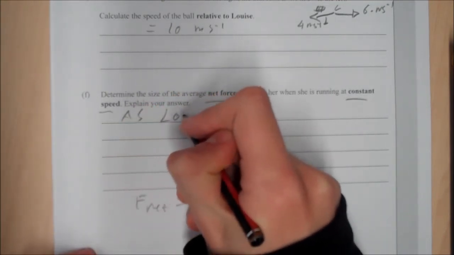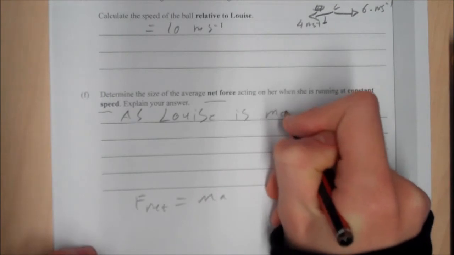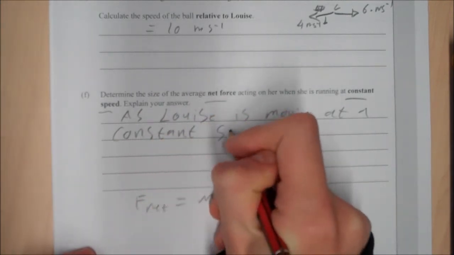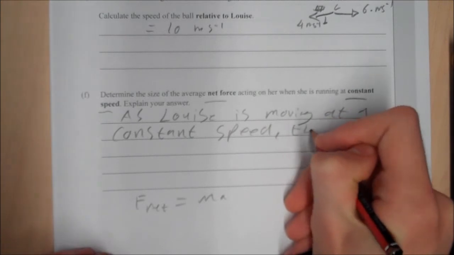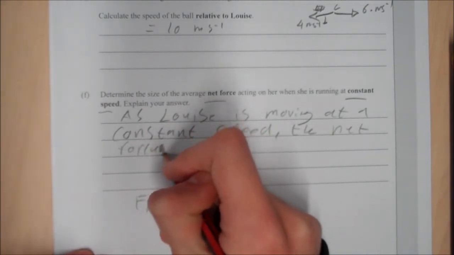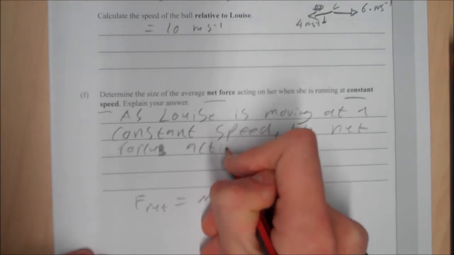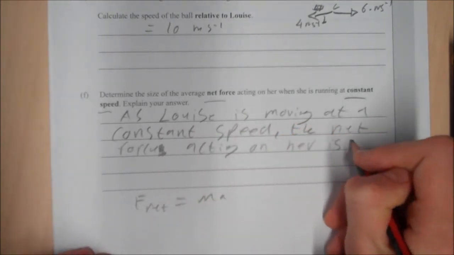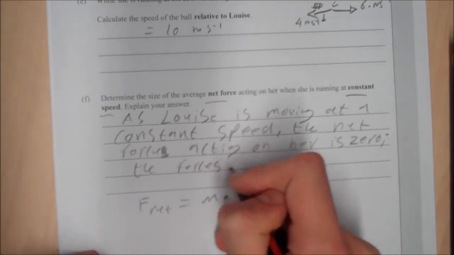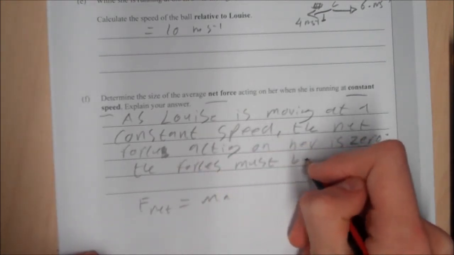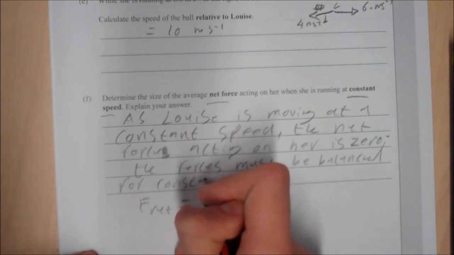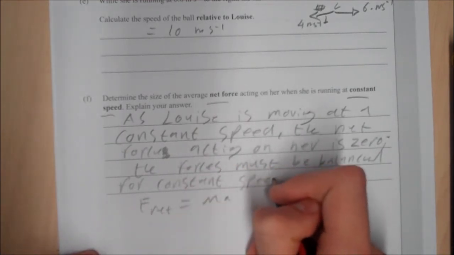So as Louise is moving at a constant speed, the net force acting on her is 0. We can just say the forces are balanced. Or the forces must be balanced for constant speed, with no acceleration, I guess.